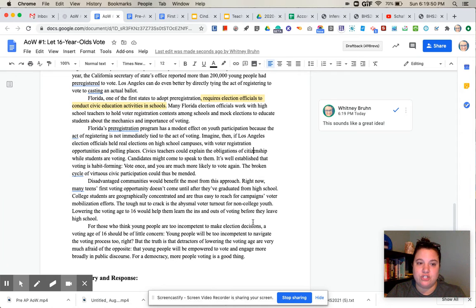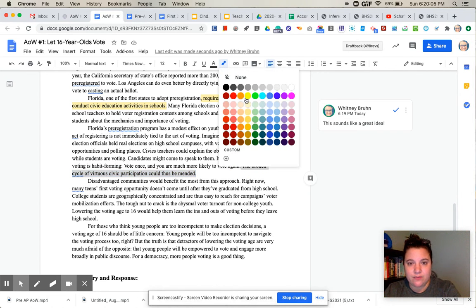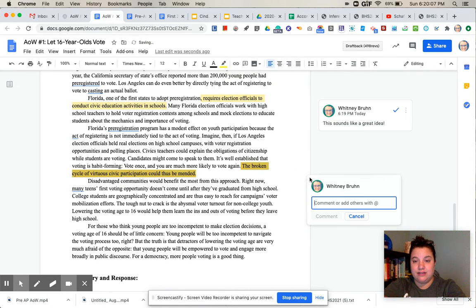It's well established that voting is habit forming. Vote once and you are much more likely to vote again. The broken cycle of virtuous civic participation could thus be mended. So I'm going to stop right here because I asked a question up above about how can we fix this? And the article has just told me this is how we could fix the problem.